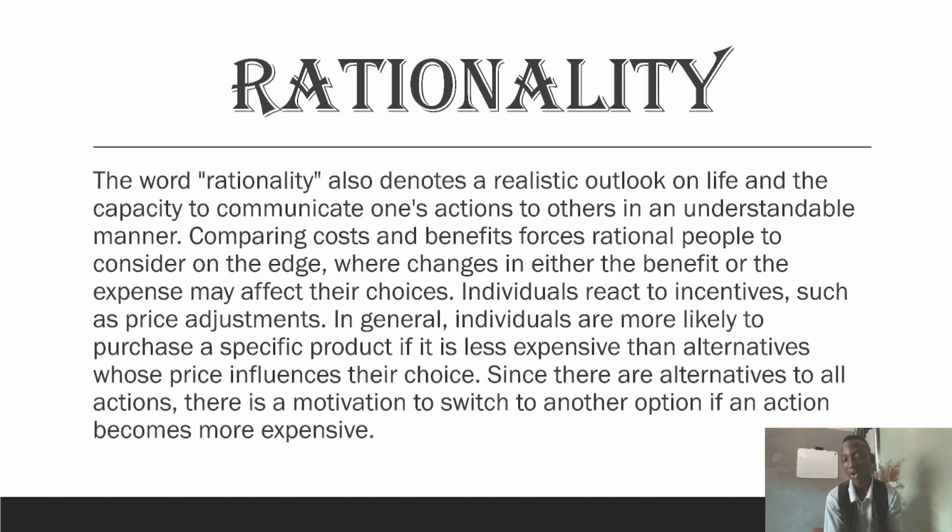Now it says here, product if it's less expensive than the alternative whose price influences their choice, which I have explained earlier. We get to respond positively if we had 15 in mind and the price actually drops. It's a positive response. But if the price actually went up, man, you might have to go for an alternative and just let go of what you had in mind before. Now, since there are alternatives to all actions, there is a motivation to switch to another option if an action becomes more expensive. I think that is well explanatory.